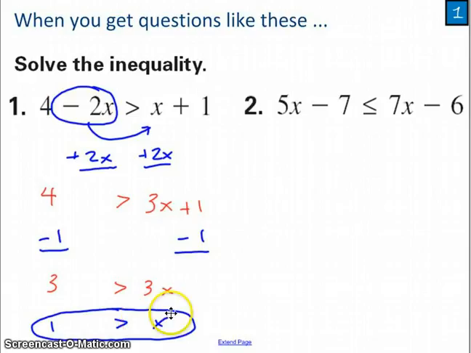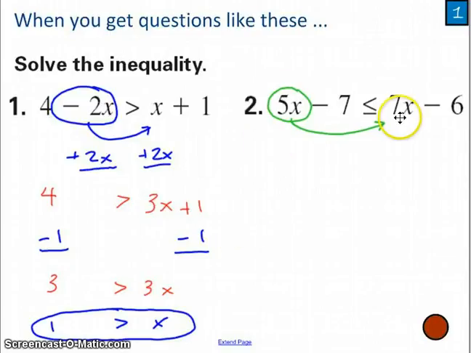On the right side, I'm going to have you do this, but I'm just going to suggest move the 5x over to the side of the 7x. If you do that, you'll end up with a positive coefficient on x. Now hit the pause button and finish this up.